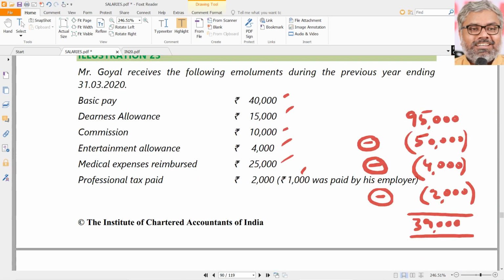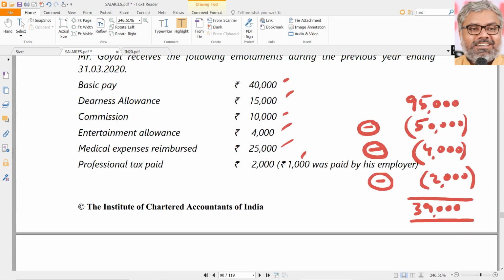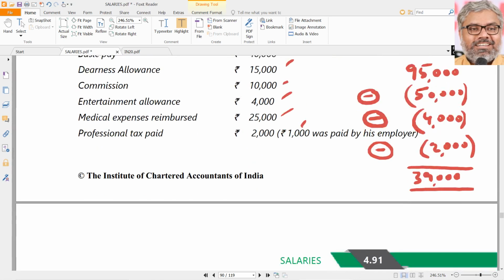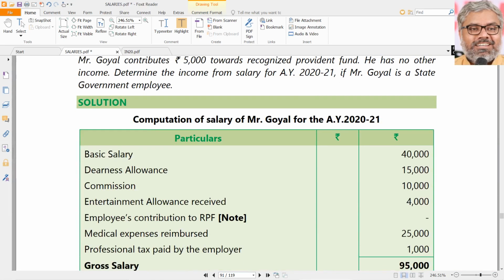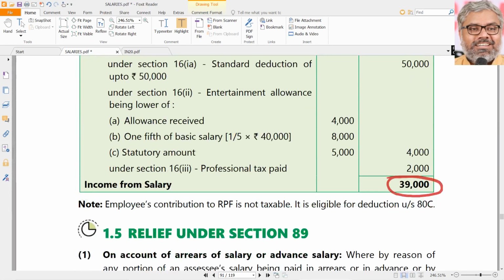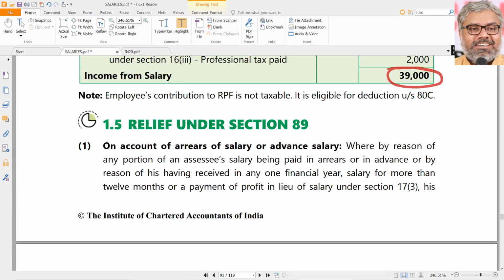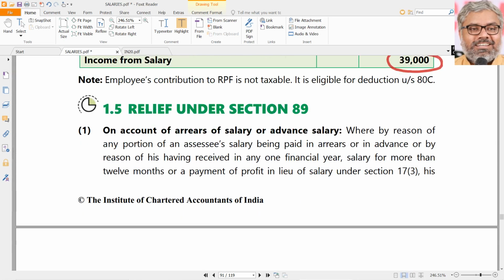How can a state government employee get that much low salary? All these questions we don't need to worry. That is none of our business. Whatever question gives, our job is to compute what is asked in the question, not to question the question. So that is not going to help us.